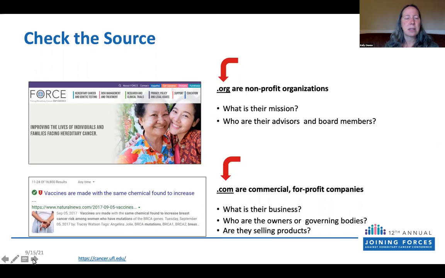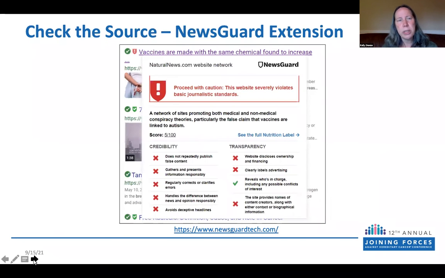And in the case of this particular resource, you can see that it's not a particularly reliable source. In this case, using an extension called NewsGuard helps evaluate different websites. And you can see that this one is defined as not being very credible on a number of different fronts. So deceptive headlines, doesn't correct or clarify errors, isn't very transparent about information. And so their summary is that this website violates a number of basic journalistic standards. This would not be a website that you'd want to take a lot of information from.